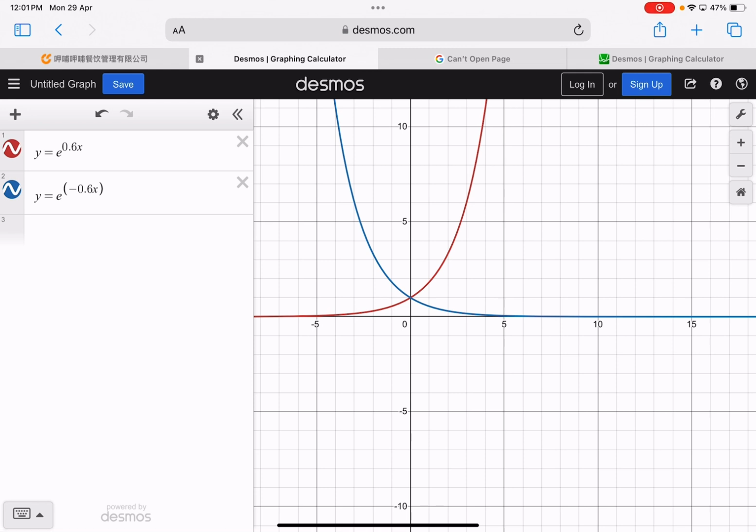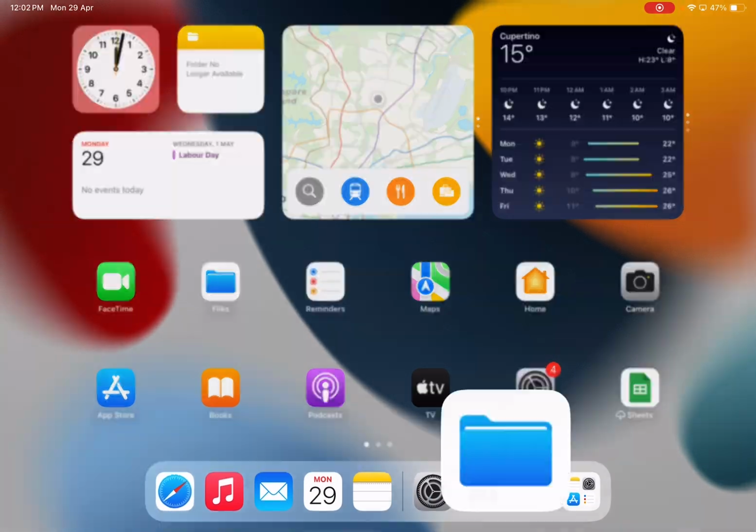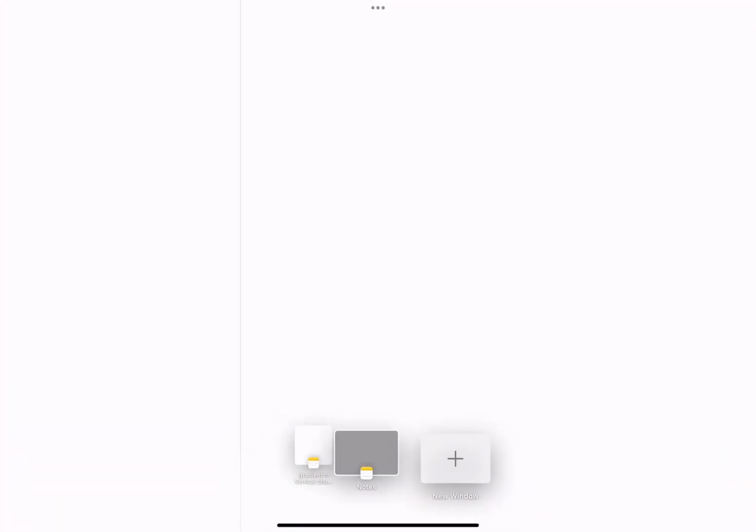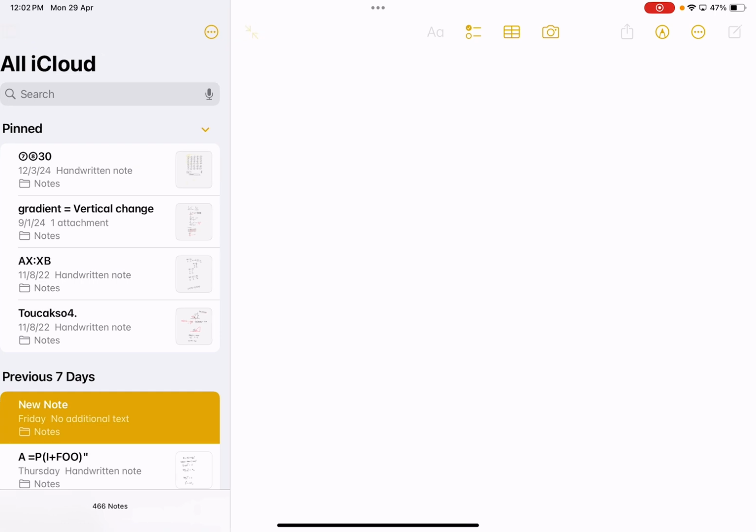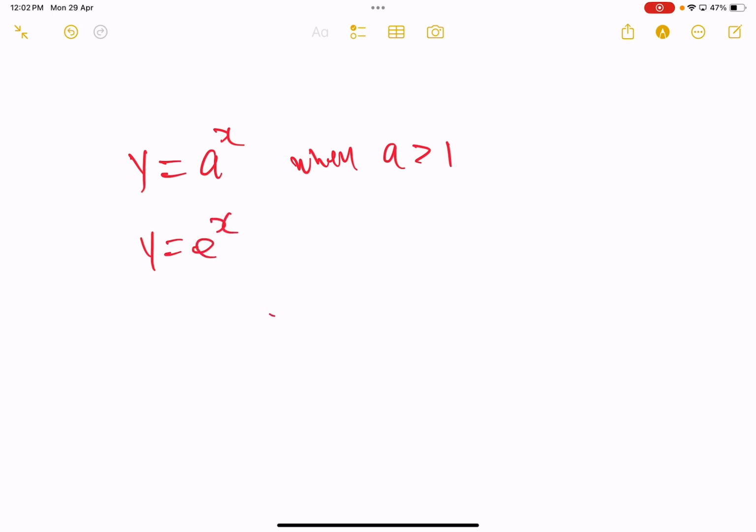Okay, I know what you guys are talking about. I know this one can be a bit confusing. You need to understand that there are two different kinds of examples. When you have the graph of y equals a to the x, when a is greater than 1, for example y equals e to the x, you are going to have exponential growth. So this is y equals e to the power x.